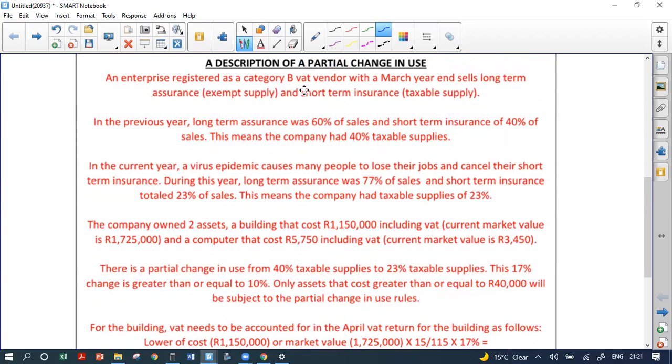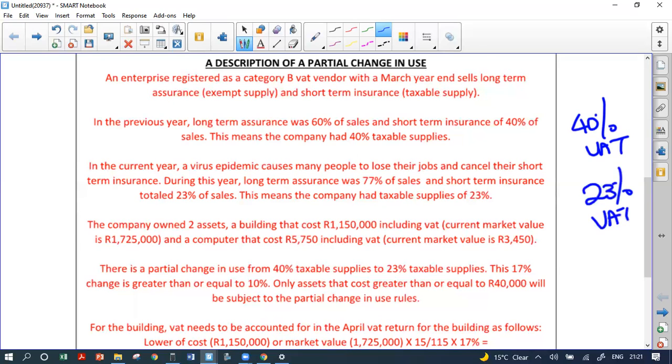Let's have a look at a description of a partial change. It says a company registers the category B VAT vendor with the March year end, sells long-term assurance, which is exempt, and short-term insurance, which is taxable. In the previous year, 60% of sales was assurance and 40% was insurance. So it was 40% VAT. In the current year, a virus epidemic causes many people to lose their jobs and cancel their short-term insurance. During this year, long-term insurance was 77% of sales and short-term insurance was 23%. So at the end of the year, there was 23% VAT.